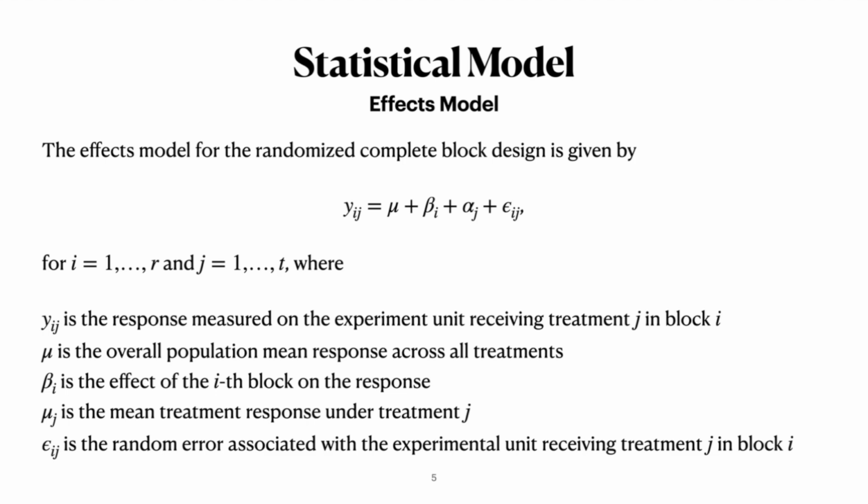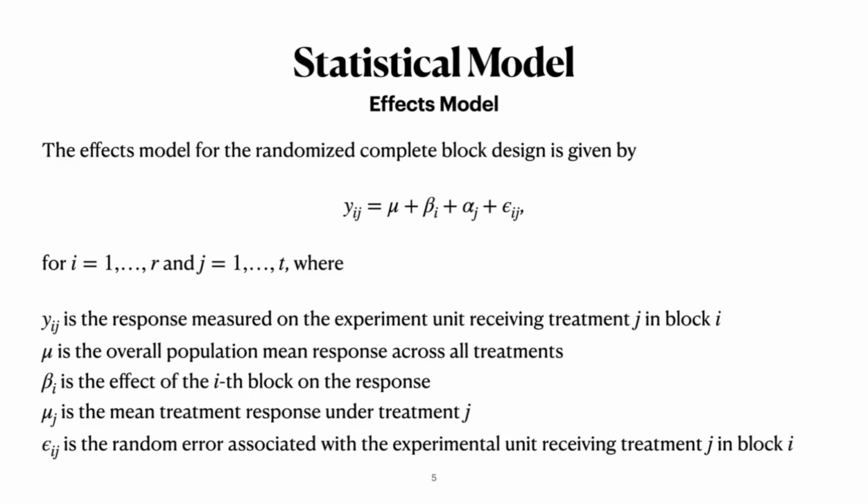The effects model for the randomized complete block design looks similar, the only difference being that now instead of having mu sub j in the model, we have a mu plus alpha sub j. So again, the response, y sub ij, in this case is equal to mu plus beta sub i plus alpha sub j plus epsilon sub ij. Y sub ij has the same interpretation as it did in the means model. But now on the right-hand side we have this mu, and the mu represents the overall population mean across all of the t treatments that are being used in the experiment.